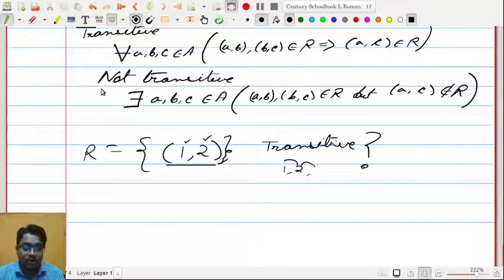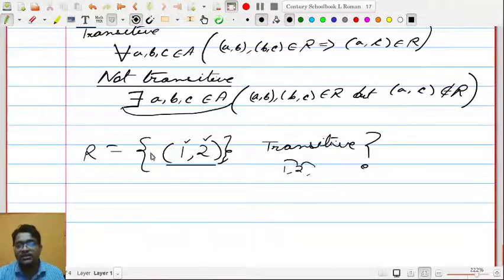The relation will be not transitive if there exist some A, B, C inside A which do not satisfy this. So here for this relation we cannot find such A, B, C inside A. There are only 2 elements here. We will never find such A, B, C which do not satisfy. So we cannot justify that it's not transitive. We have to agree that it's transitive. So this is a transitive relation.